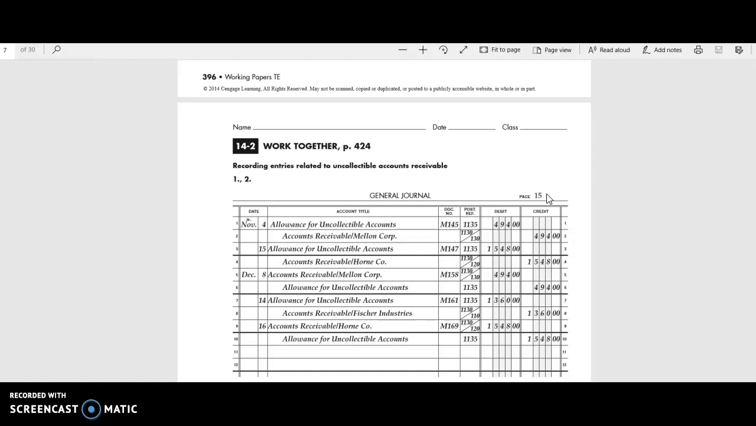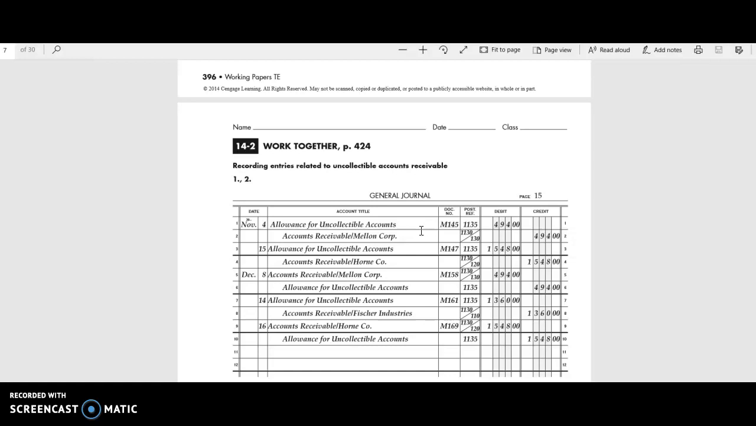We're going to post the transactions to the accounts receivable ledger, and we are going to update our cash receipts journal. So it tells us on November 4th that we wrote off Mellon Corporation's past due account as uncollectible for $494, and our source document is a memo. So that memo is going to be recorded here.